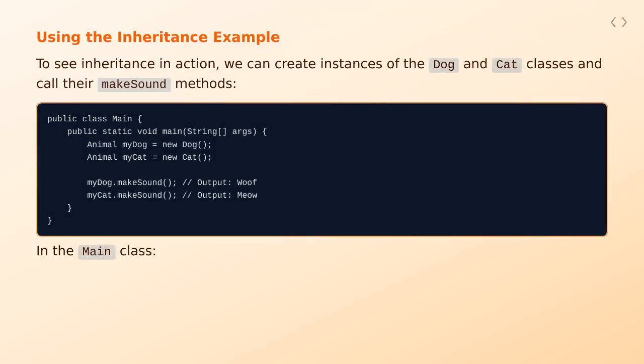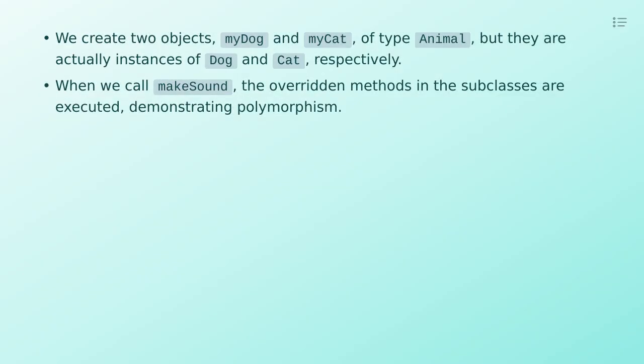Let's move on to using the inheritance example. To see inheritance in action, we can create instances of the Dog and Cat classes and call their makeSound methods. This slide introduces a class definition. Study the structure in the code sample. In the main class, first we create two objects, myDog and myCat, of type Animal, but they're actually instances of Dog and Cat, respectively. Next, when we call makeSound, the overridden methods in the subclasses are executed, demonstrating polymorphism.